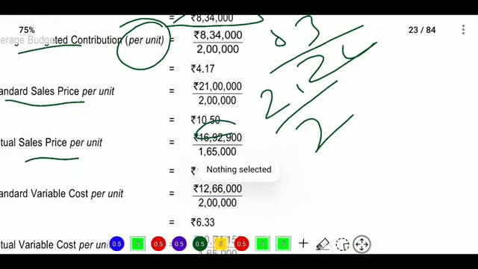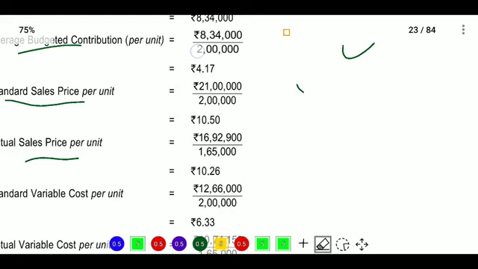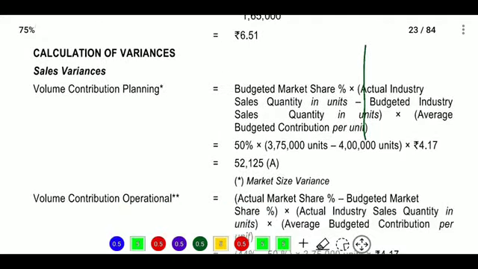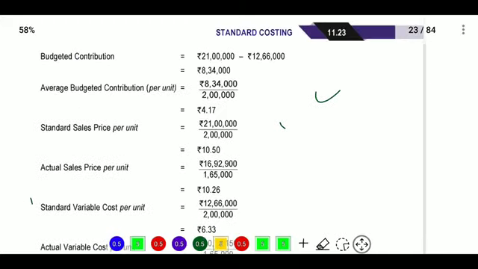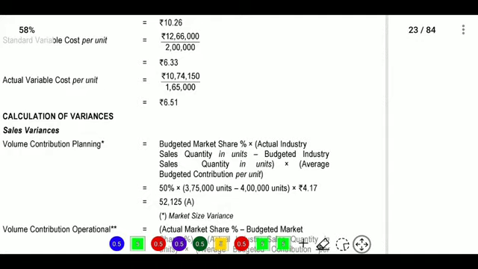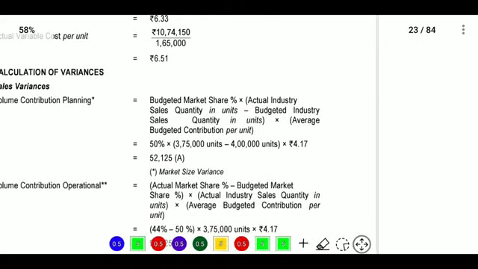Here these prices will be useful for calculations. We will take all the standard prices, which are useful for calculation purposes. We will calculate the variances now. Firstly we will calculate the sales volume contribution planning variance. For contribution planning, what is the standard rate? 4.7. So we will take 4.7 here, multiplied by the market share.